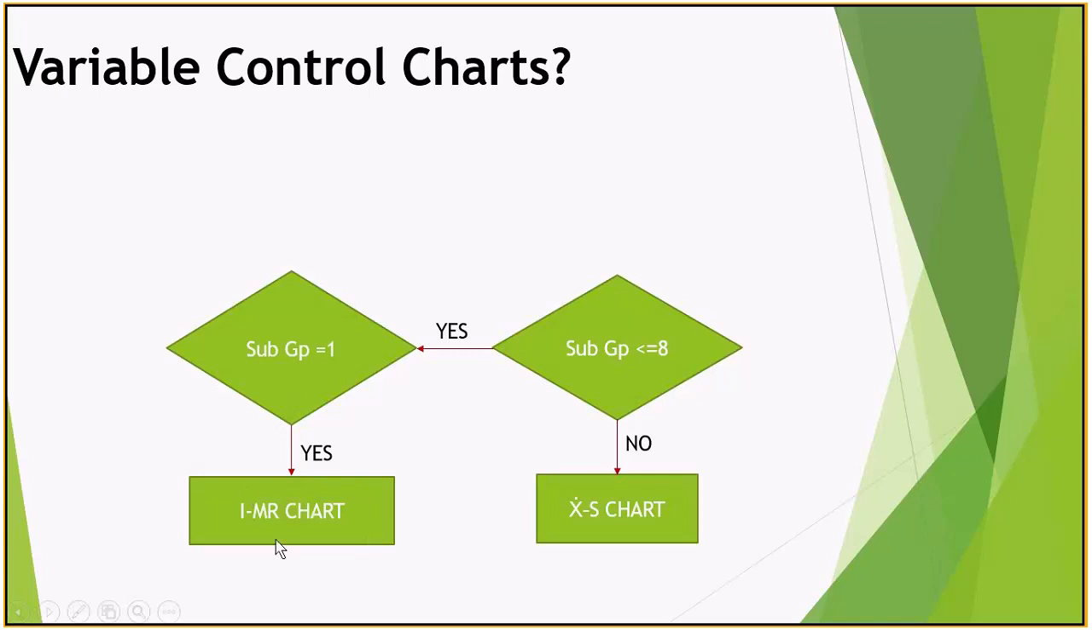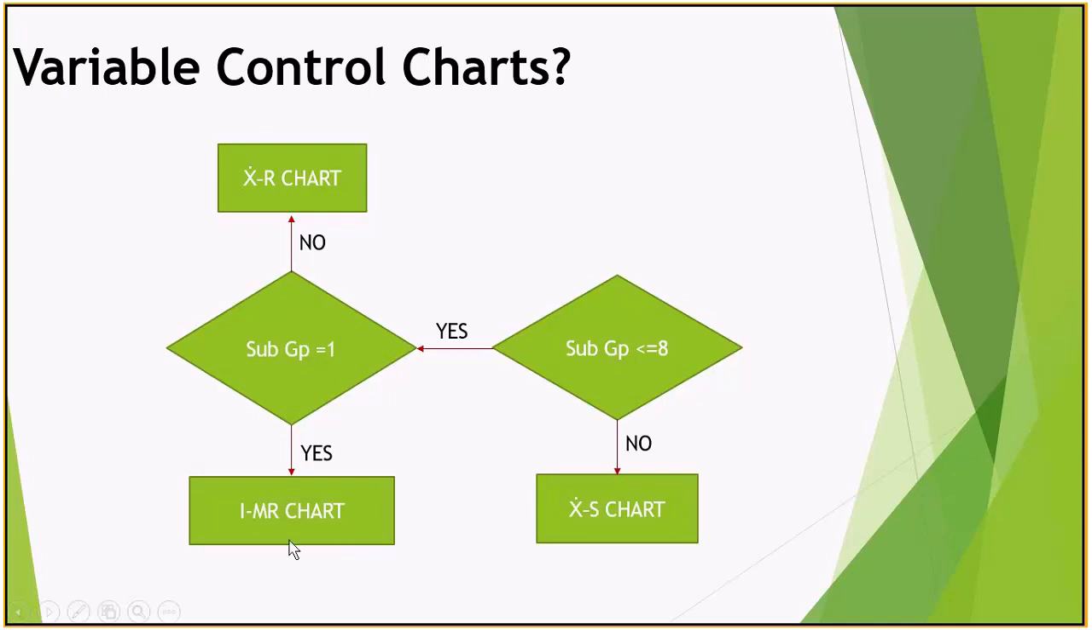I've already created a video on the IMR chart. You can go and watch. If your subgroup size is not 1, but it is less than 8, please note, then you have to use the X bar R chart. So in a simplified way, if your subgroup size is greater than 8, you have to use the X bar S chart. If your subgroup size is greater than 1 but less than 8, then you have to use the X bar R chart. If your subgroup size is 1, you have to use the IMR chart.